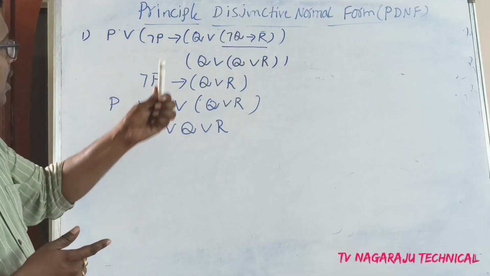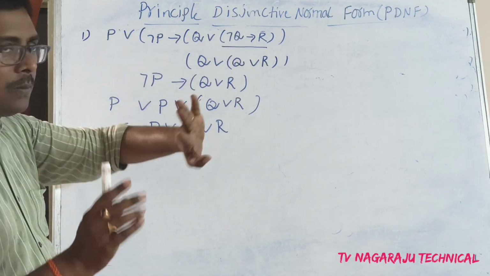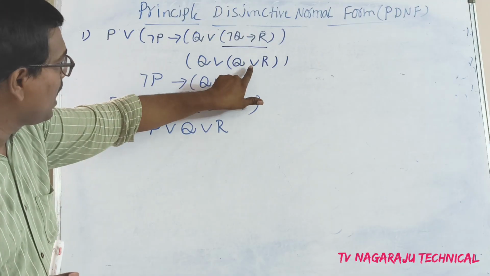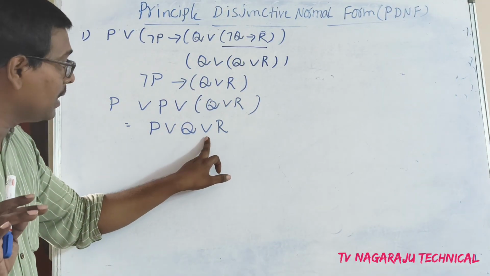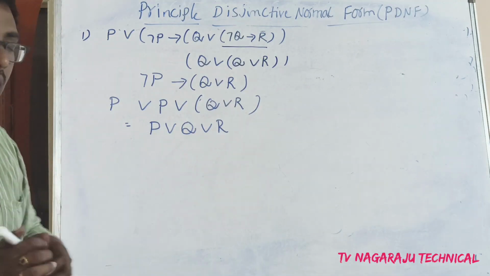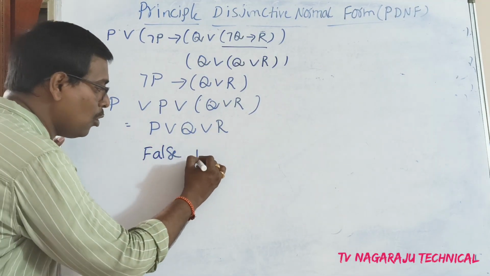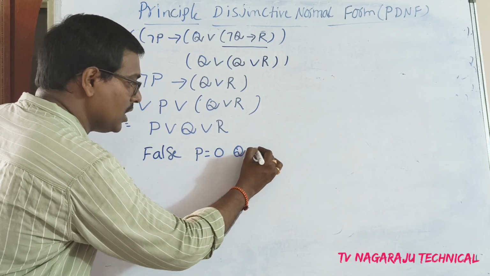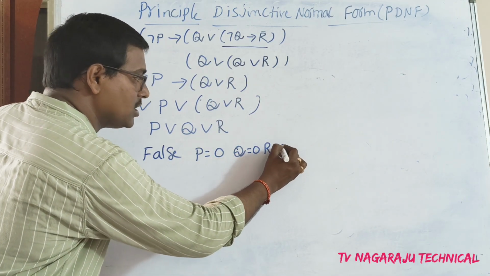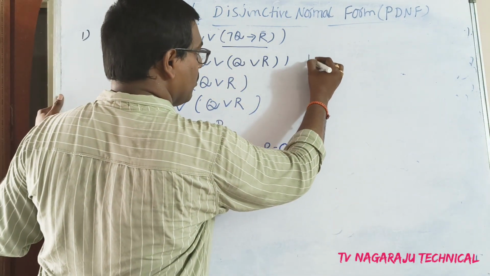Very simple. You can directly construct the truth table or else simplify the formula. Here I am not doing anything, I just simplified each and every expression. Finally I am getting P or Q or R. This expression is false only when P is equal to 0, Q is equal to 0 and R is equal to 0. Right or wrong? Anyway, I will write down the truth table. Understand?